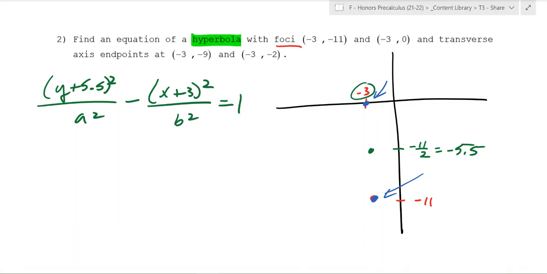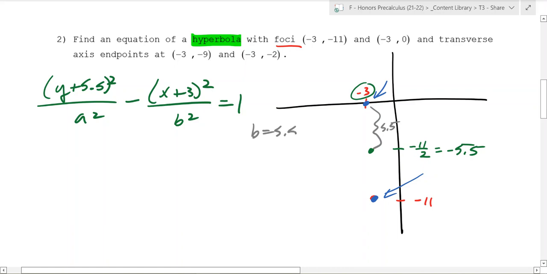Well, first of all, we know that this distance right here is 5.5. So that means that b is equal to 5.5. Sorry, those are foci, so this is a c value right here. So the c value is 5.5. The distance from the center to the foci is the c value. My mistake. Then you can graph the axis endpoints.